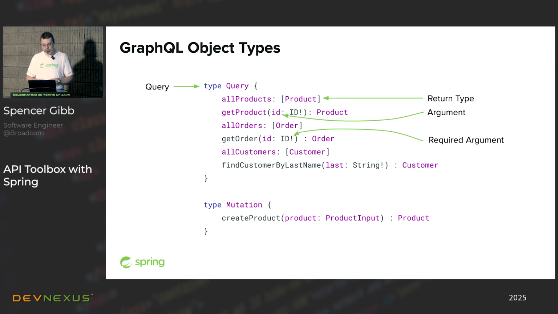Why is GraphQL not over HTTP? It typically is, but it doesn't have to be. But it typically is over HTTP. It's not tied specifically to it, but most people effectively do it over HTTP.